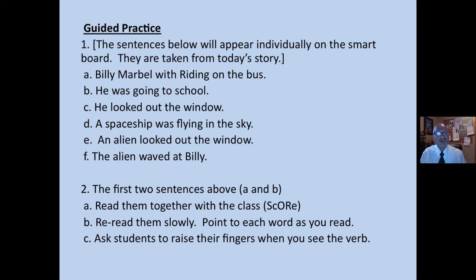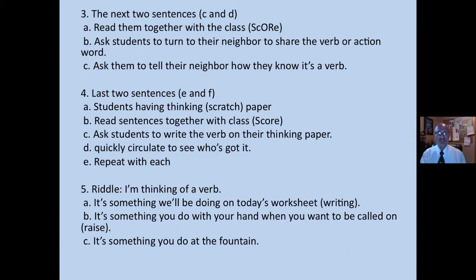All right, here's guided practice. Note to myself, the sentences below will appear individually on a smartboard. They are taken from today's story. The first two sentences, read them together using scaffolded oral reading. Reread them slowly, pointing to each word. Ask students to raise their finger when you stop on the verb. This way you are watching the students to see who's got it and who hasn't. It's a very quick way to get a formative sense of assessment.